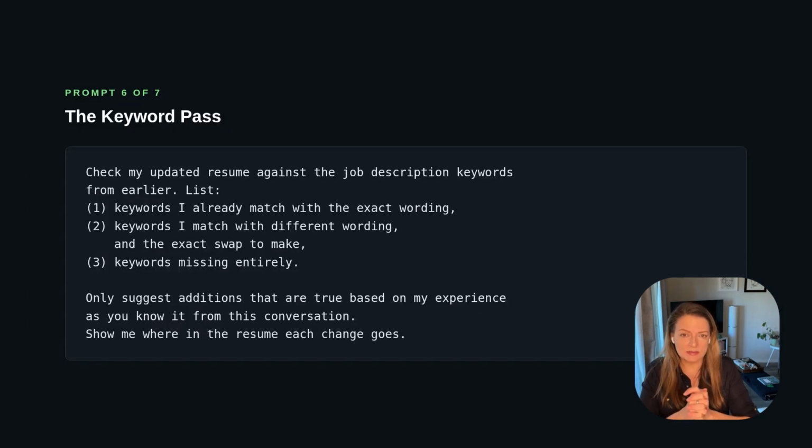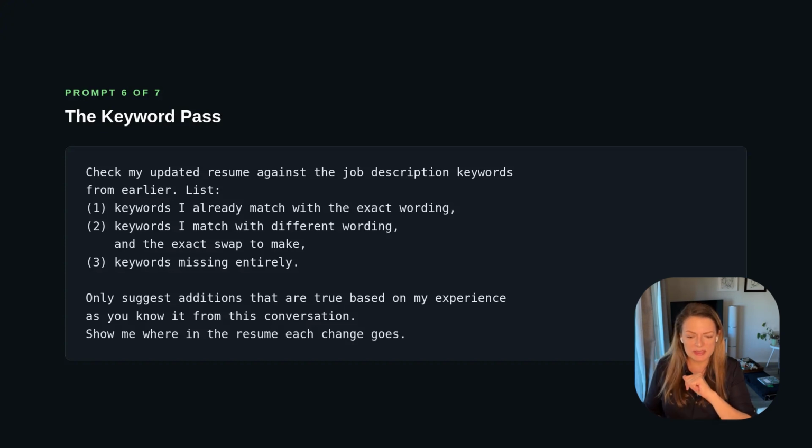Prompt number 6, the keyword pass. Applicant tracking systems, ATS, still do exact phrase matching. Think about it, exact phrase matching, more often than they should. If the job description says email marketing automation and you wrote automated email campaigns, a lazy filter, the least sophisticated ATS, can actually miss you. So you are going to task ChatGPT with fixing that. Mirror the job description's wording whenever it's truthful. Show me where in the resume each change goes.